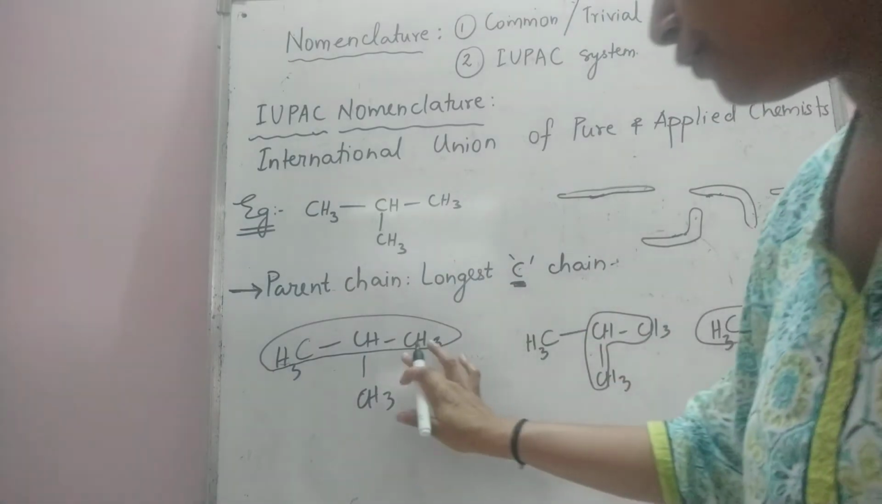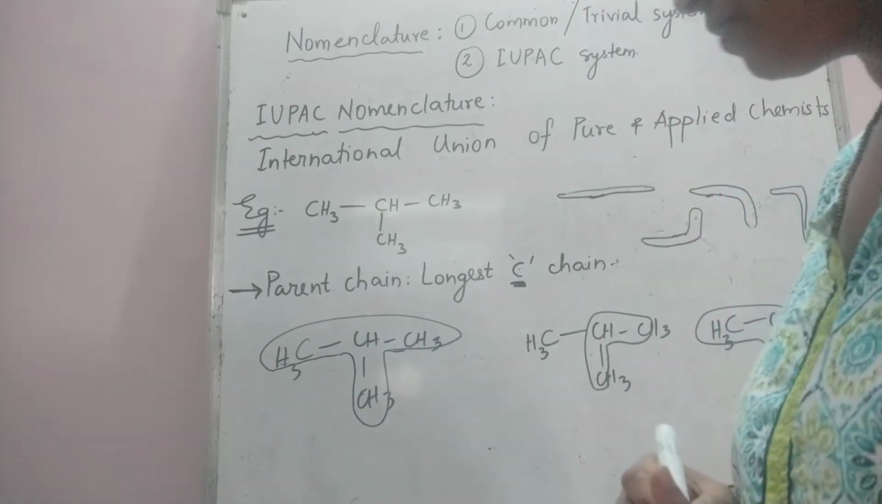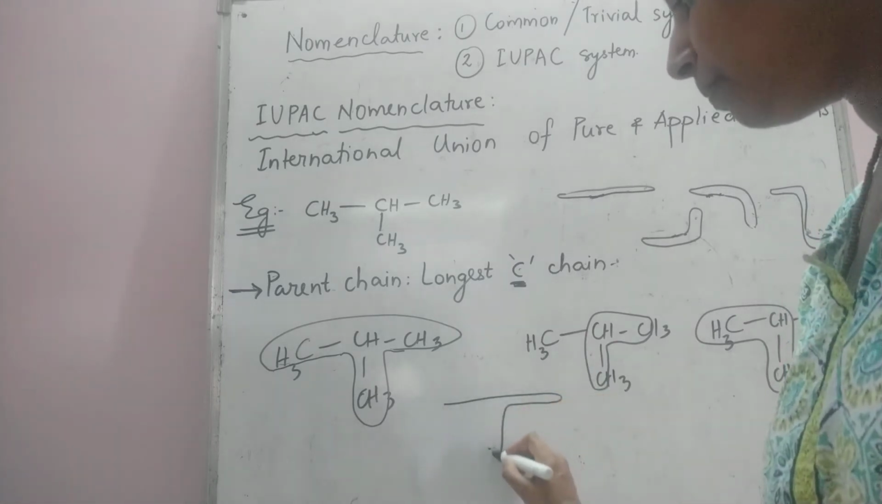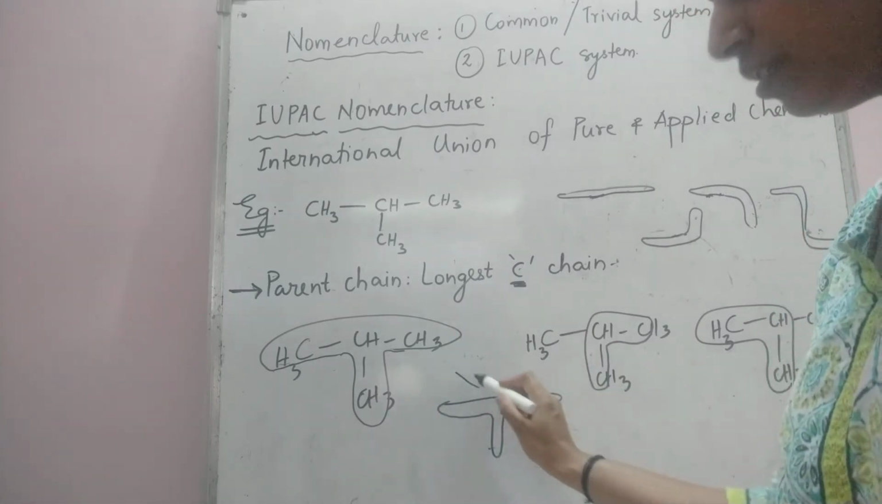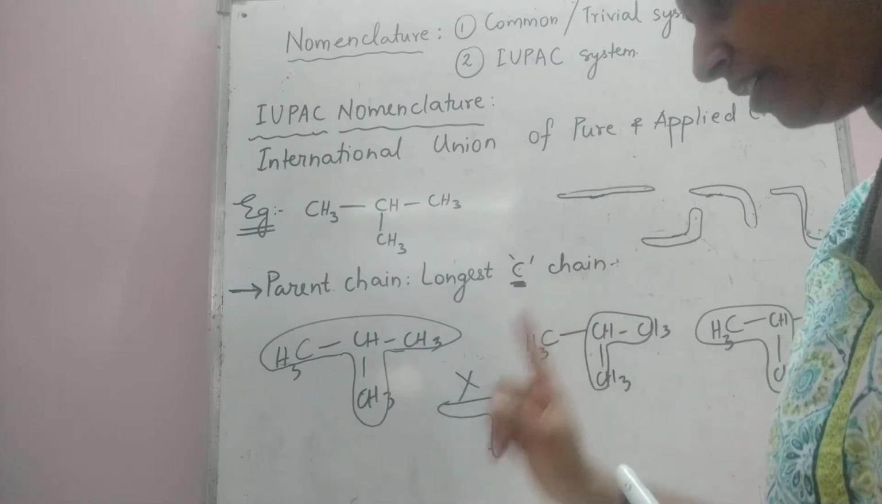If you say yes, that this is also a chain, remember, snake. Can a snake have this shape? No. So this cannot be your parent chain. A parent chain should look like a snake. Okay.